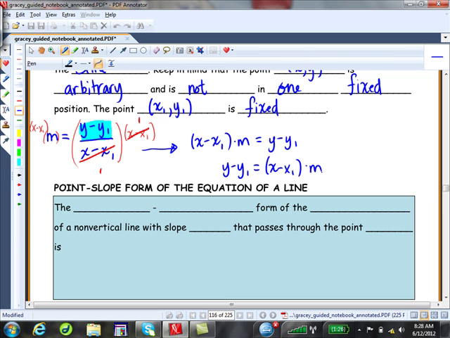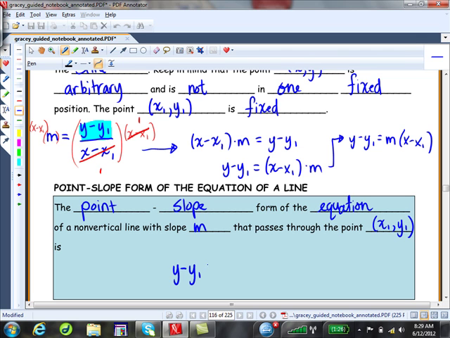Good. Now if I commute the second two factors, then I will have y minus y1 is equal to m times x minus x1. And there you have it, folks. That's the slope-intercept, I apologize, that is the point-slope form of the line. The point-slope form of the equation of a non-vertical line with slope m that passes through the point x1, y1 is y minus y1 is equal to the slope times x minus x1.